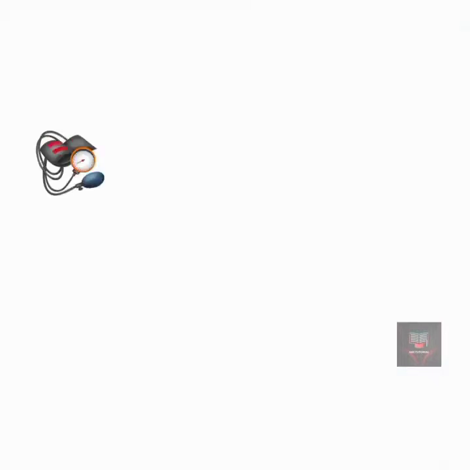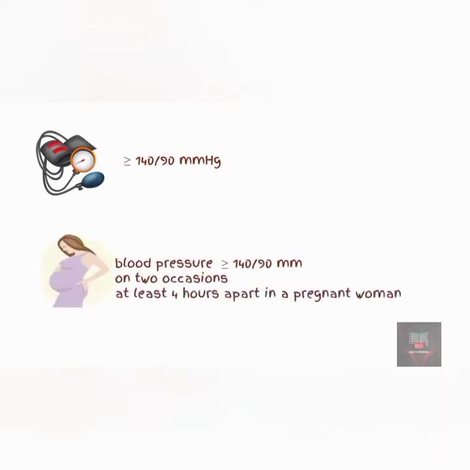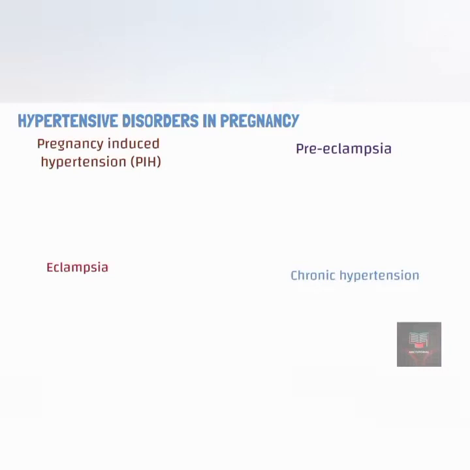Hypertension is generally defined as blood pressure greater than 140/90 mm mercury. Hypertension in pregnancy is defined as blood pressure greater than 140/90 mm mercury, measured on two different occasions at least 4 hours apart in a pregnant woman. Hypertensive disorders in pregnancy can be broadly divided into 4: pregnancy-induced hypertension, preeclampsia, eclampsia, and chronic hypertension.